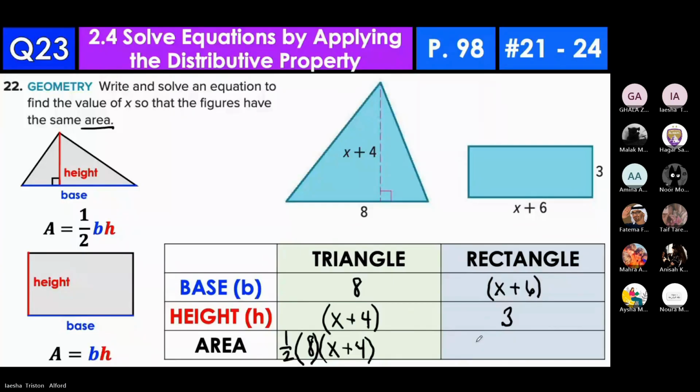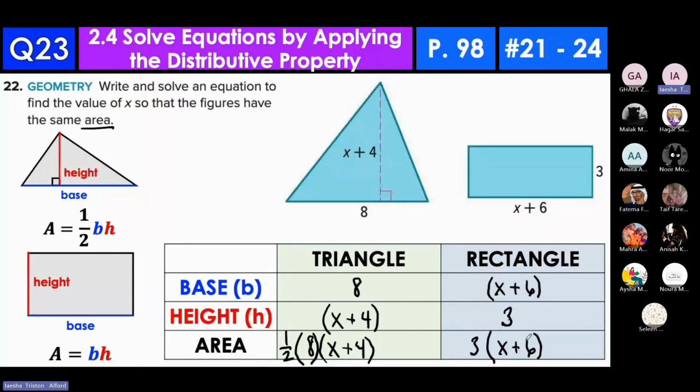So we're going to put this 3 in front to keep everything easy to solve. Miss Aisha, can we put the parentheses, then we put 3? Yes, you can. But when you get to solving, try to keep the parentheses in the second place and the number first, keep it in this order, because it will be easier for you to solve.